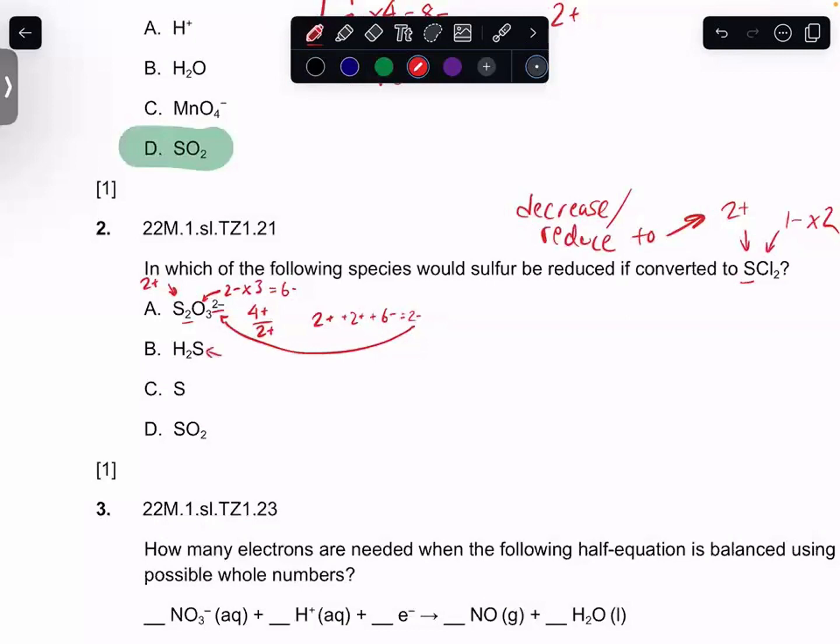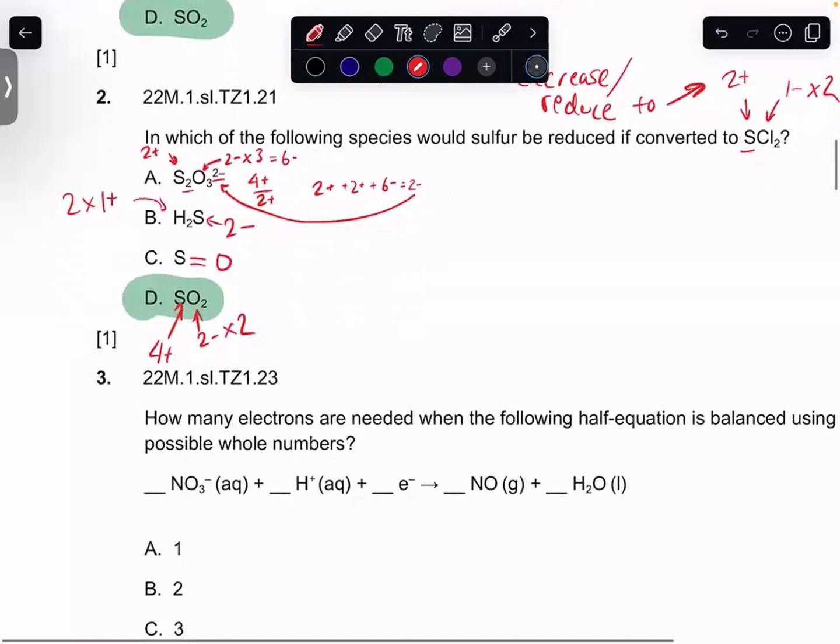H2S. Well, each hydrogen is 1 plus, and we have 2 of them. So this must be 2 minus. 2 minus increases to 2 plus. So it can't be that either. Sulfur is 0 on its own, which also increases to 2 plus. Process of elimination, it's SO2. D again. We can just double check. If this is 2 minus times 2 of them, this must be 4 plus. And 4 plus does decrease or reduce to 2 plus.